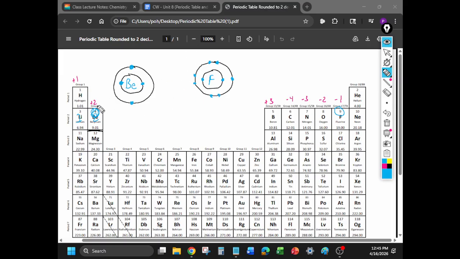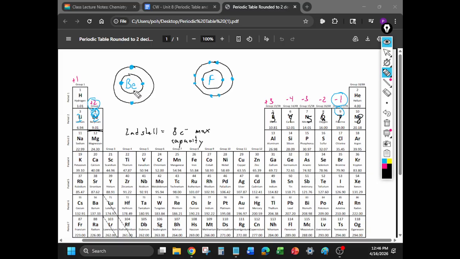Okay, so that's review from last time, but let's talk about why they want to form the most common ion. So why does Be want to become +2? Why does F want to become -1? The reason has to do with the valence shell. If you take a look at the second shell, we said that the second shell is represented by the second row, right? So if you look at the second row, there are a total of 8 boxes, and that means the second shell can hold a total of 8 electrons max. So it has an 8 electron maximum capacity.